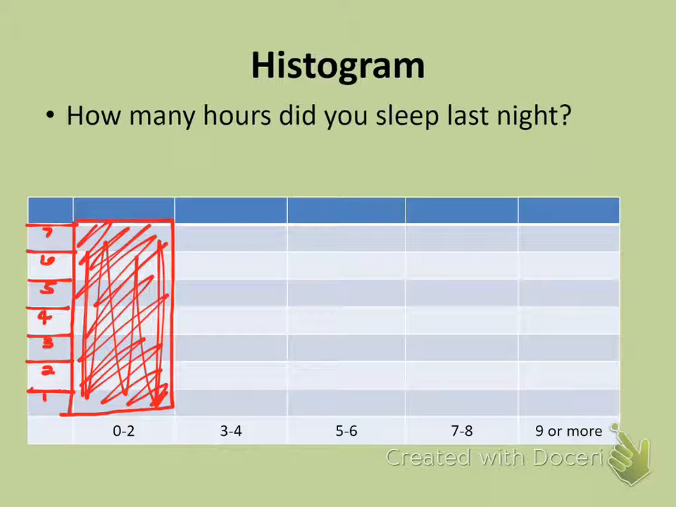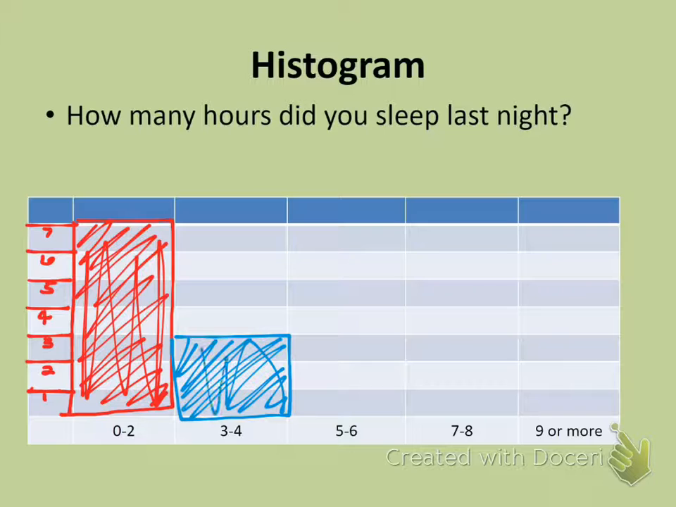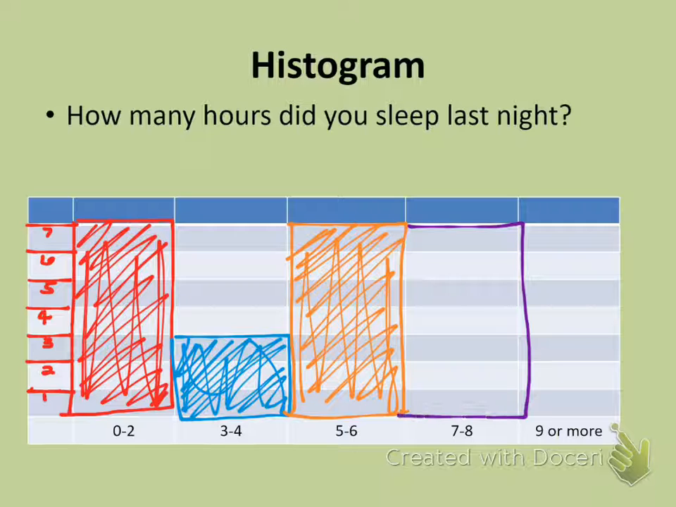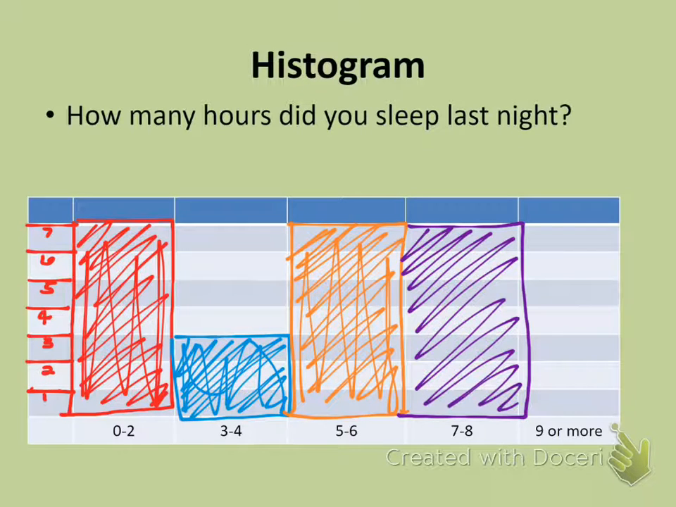For our 3 to 4, we had 3, so make our bar at 3. For our 5 to 6, we had 7 again. For 7 to 8, we have 7 people. And then 9 or more, we have 3.